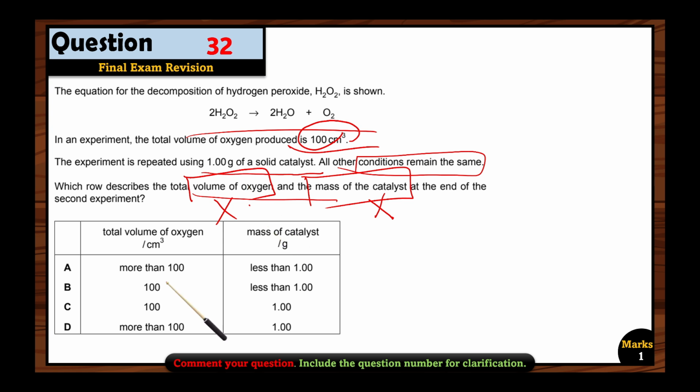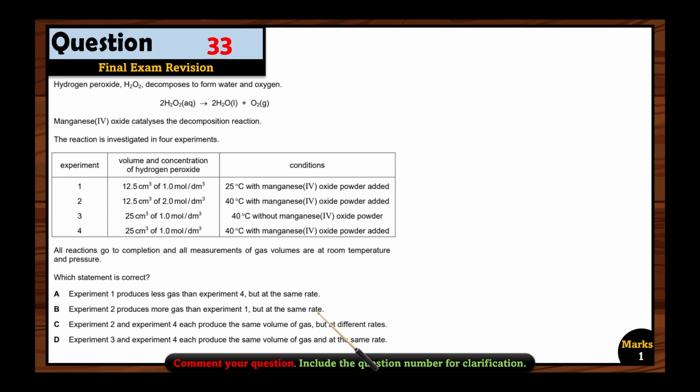So what is the volume of oxygen? 100. So it means it will remain the same. And what about the catalyst? We use 1 gram, so it will also remain the same. So option C is the right option.